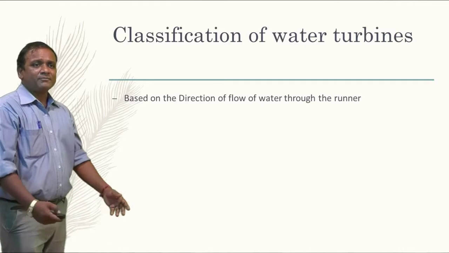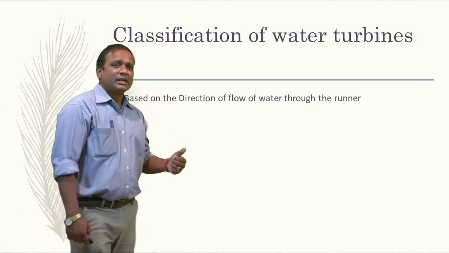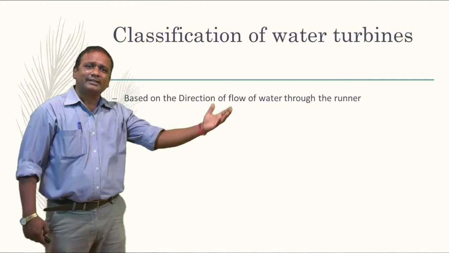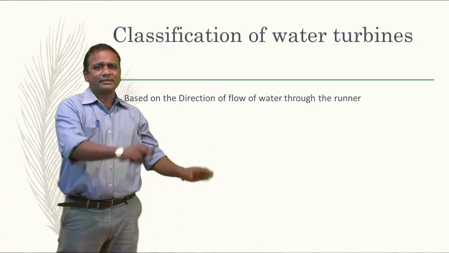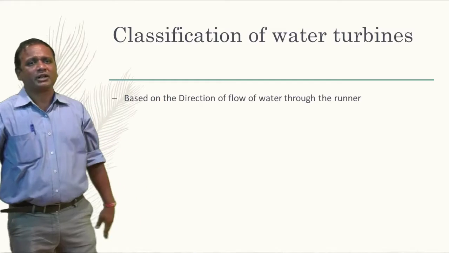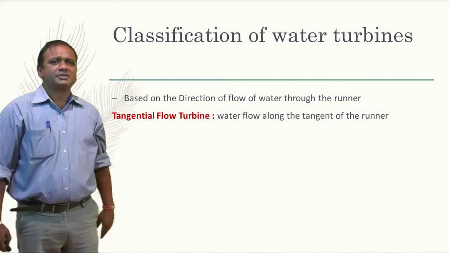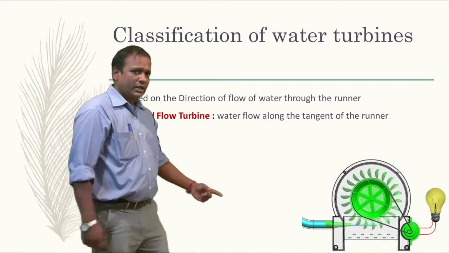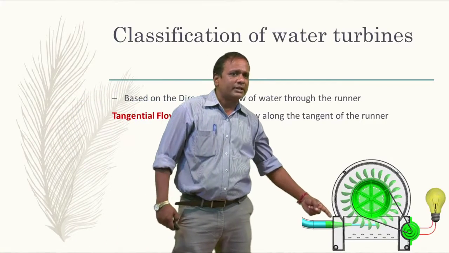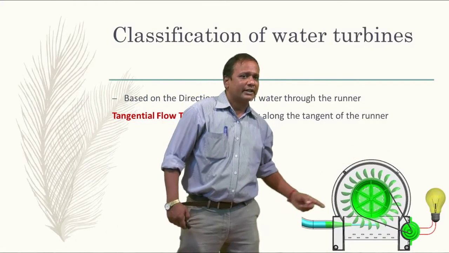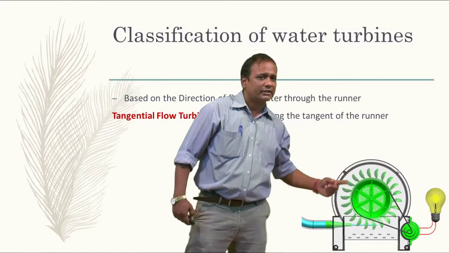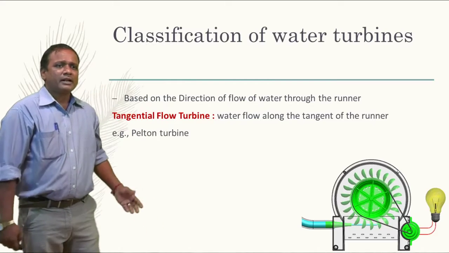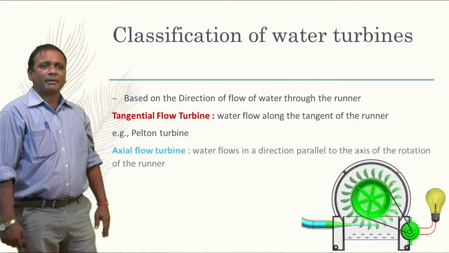Okay. Now further, the classification is based on the direction of flow of water through the runner, how the water will flow inside the turbine through the runner. First one, tangential flow, where the water flows tangentially to the runner. If you could see this, the water over here is flowing tangentially to the runner. So this is one type of flow, which you call a tangential flow, right? The example, what you see on the right, is a Pelton wheel.